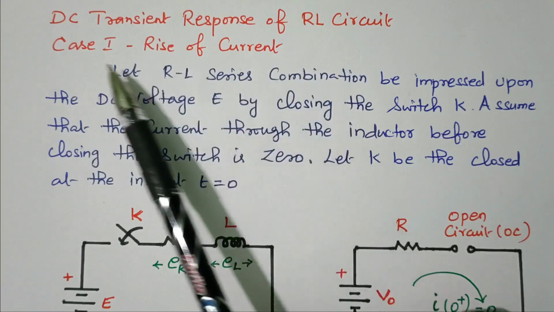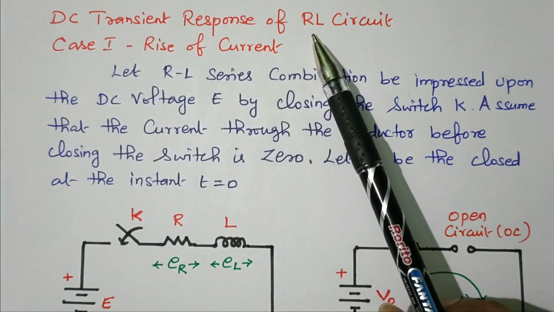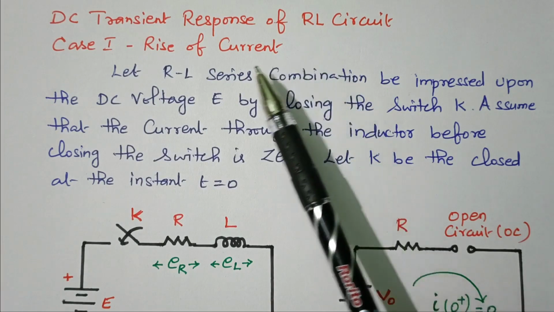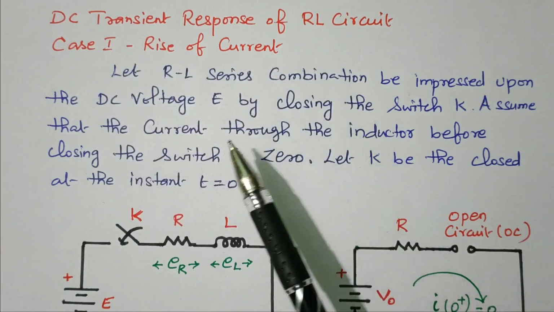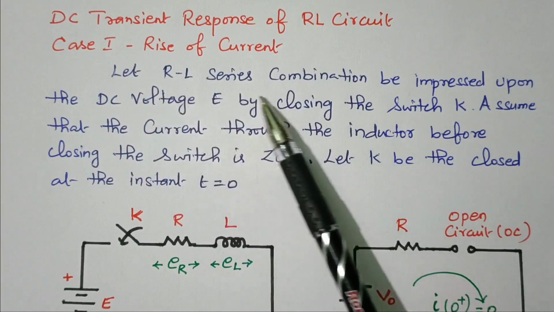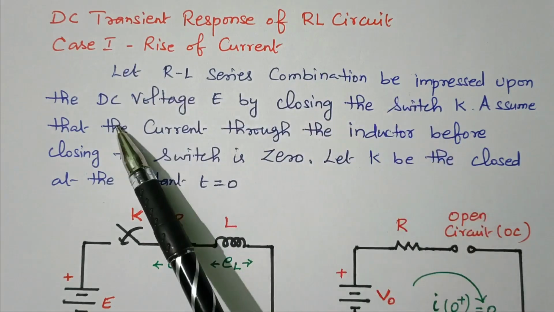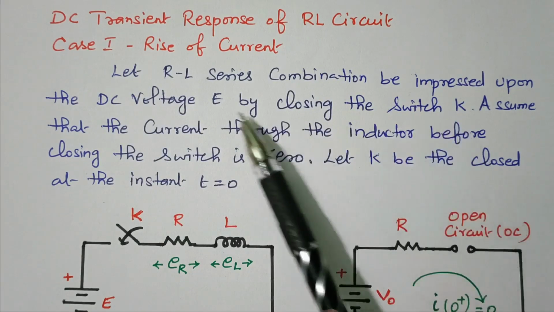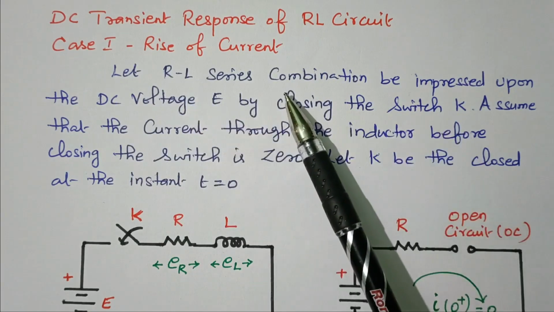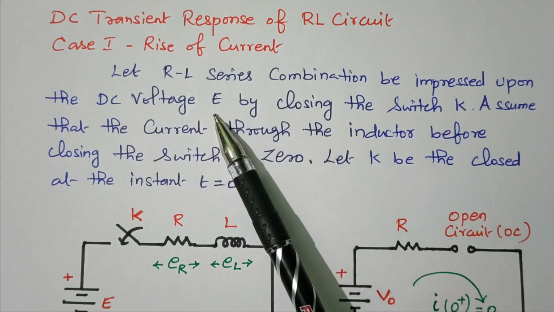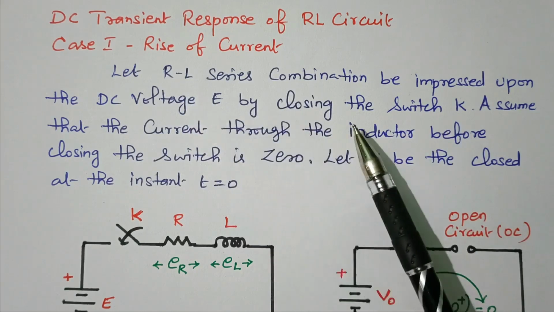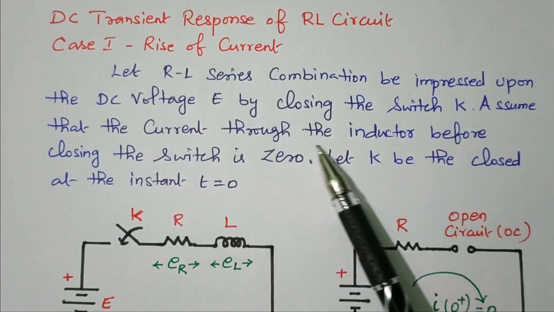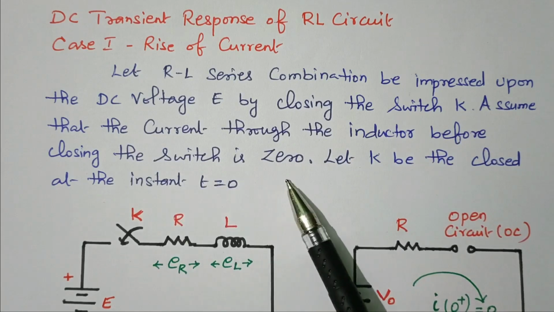Now we'll go to the topic. DC transient response of RL. Resistance and inductance are connected in a series circuit. The case 1, rise of current. Let the RL series combination be impressed upon the DC voltage E by closing the switch K. The resistor and inductor are connected in series, energized by the DC voltage source E, by closing the switch K. Assume that the current through the inductor before closing the switch is 0.